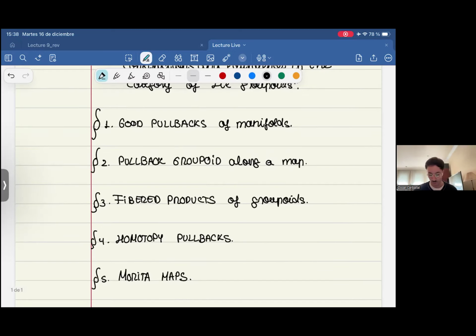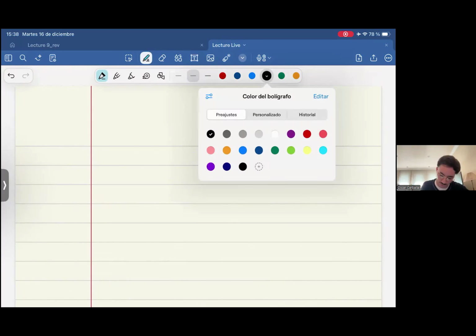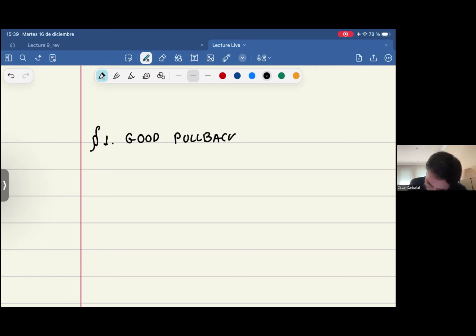Finally, I will talk about homotopy pullbacks, which is a bit technical, but an important notion in order to talk about what a Morita map between groupoids is. And then we shall say what the very precise notion of a differentiable stack is. So the first section is that of good pullbacks of manifolds.